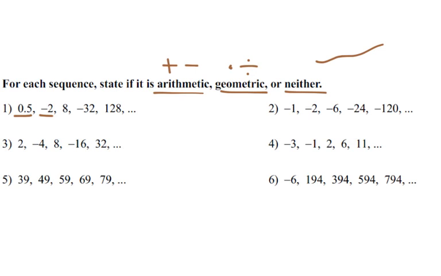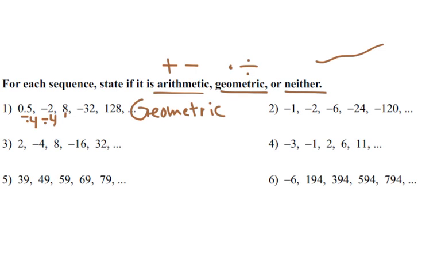Well, we could always think arithmetically first. So I could subtract 2.5. But if I keep subtracting 2.5, will we get to +8? No. So it's not arithmetic. So let's try geometric. 0.5 to get it to -2, well, we could times that by -4, right? To get it to -2. If I take -2 and times it by -4, is that giving me a +8? It is. So this one's geometric.